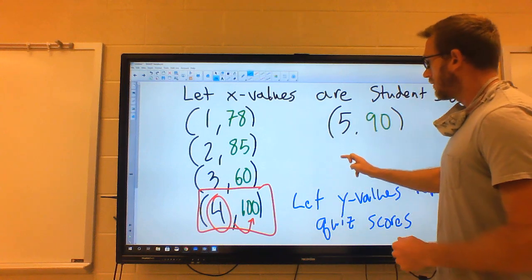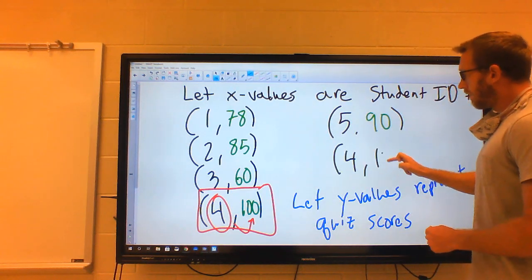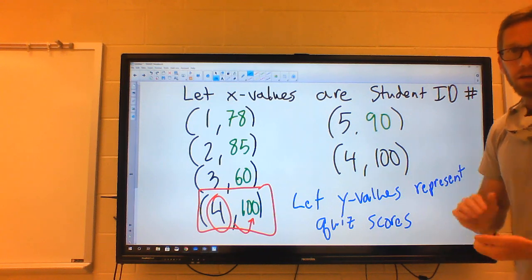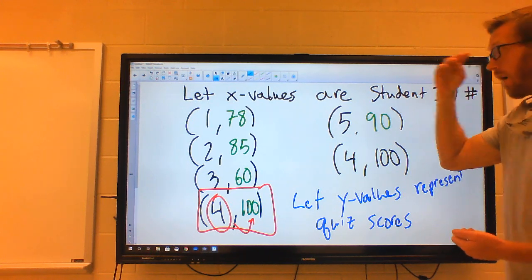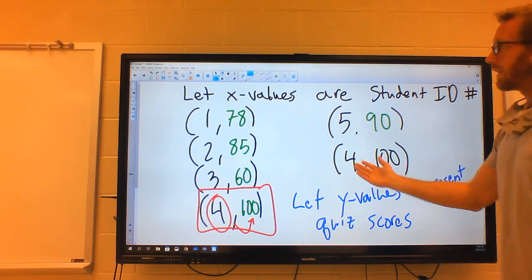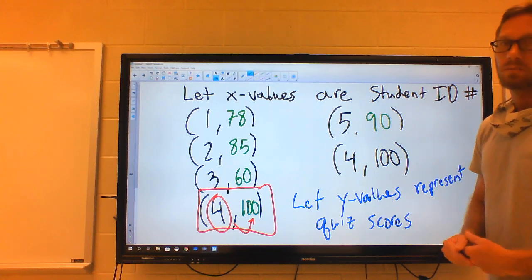However, we are allowed to repeat and say the fourth person got 100. Now, this doesn't make sense necessarily from a logical standpoint of why would we repeat that same point, but it doesn't change the fact that it still creates a true system or a functioning system, so it is a function still, right?